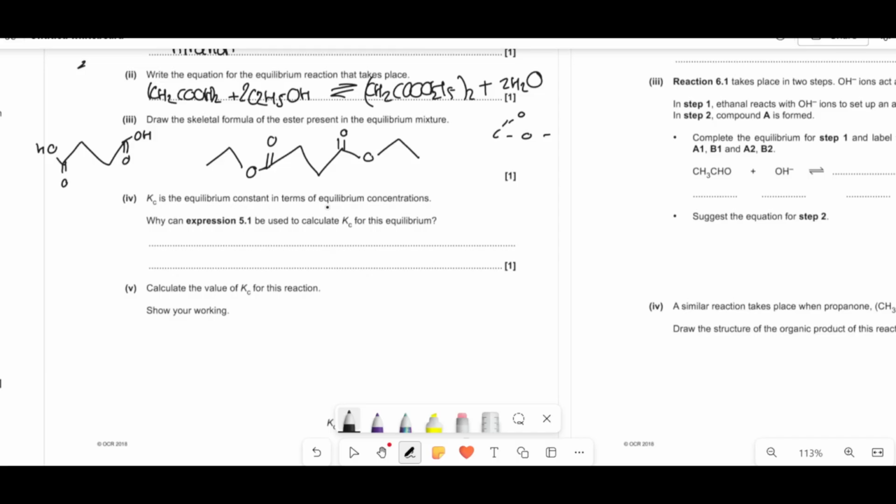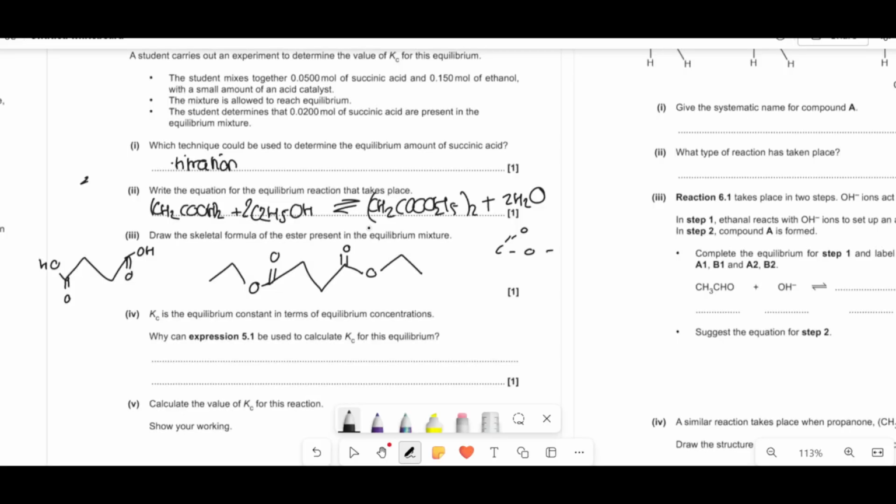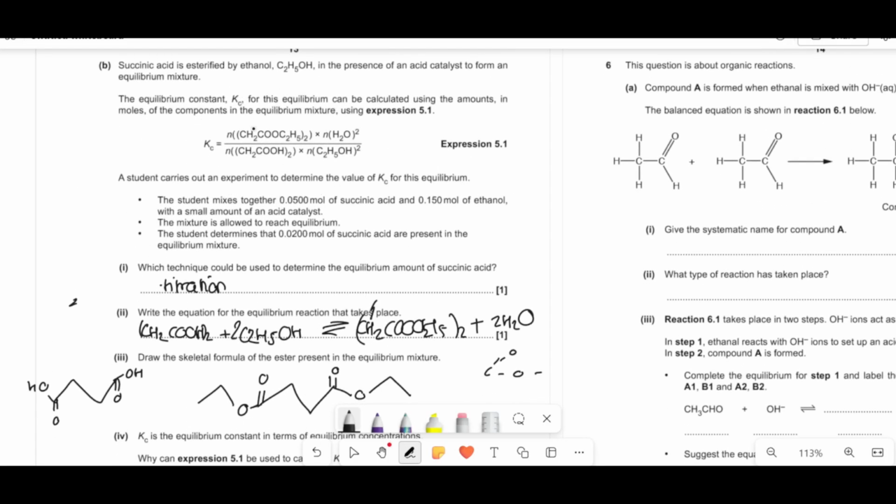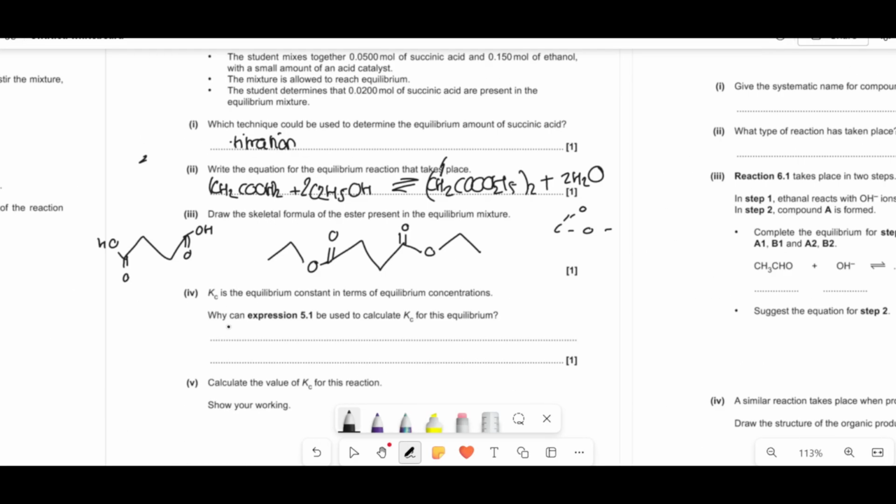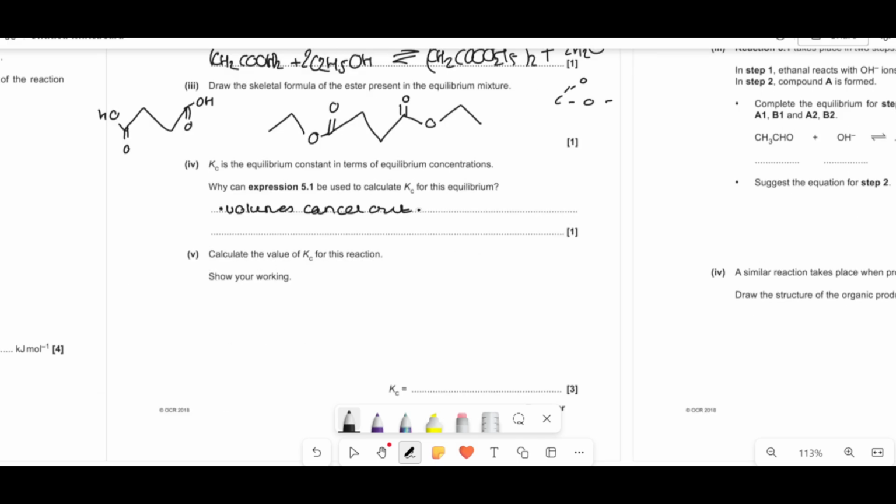So then it says Kc is the equilibrium constant in terms of equilibrium concentrations. Why can this expression be used? The question told you that they were able to use the moles of it. The only reason that they were able to use moles must be that the volumes have cancelled out. There you go. So now it says calculate the value of Kc and show your working.